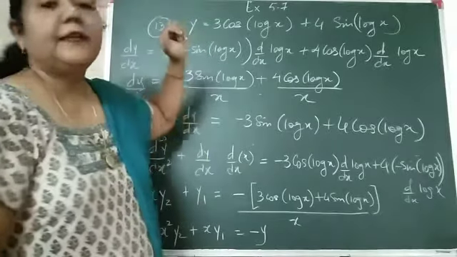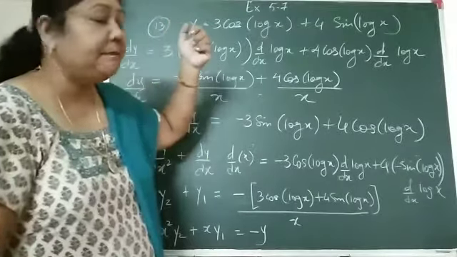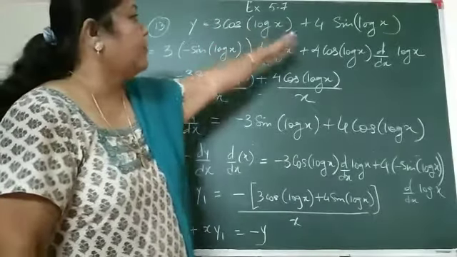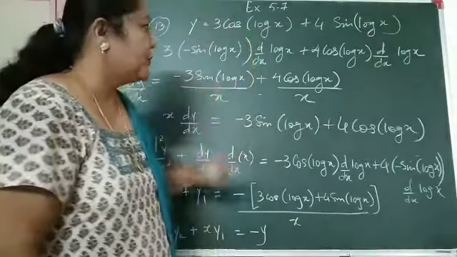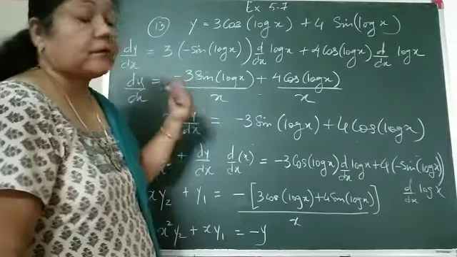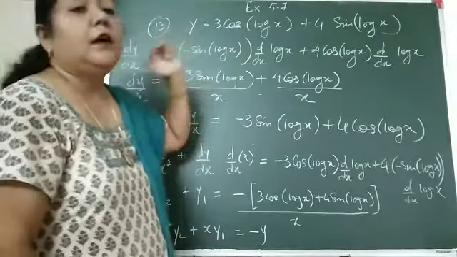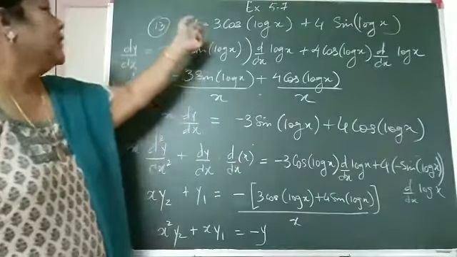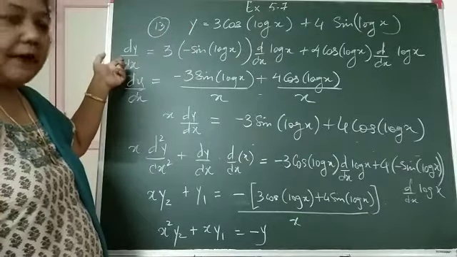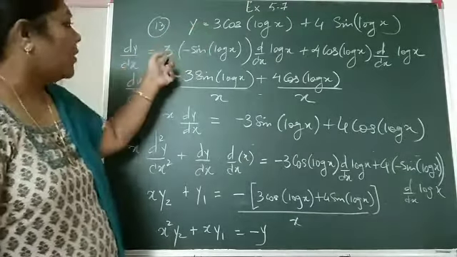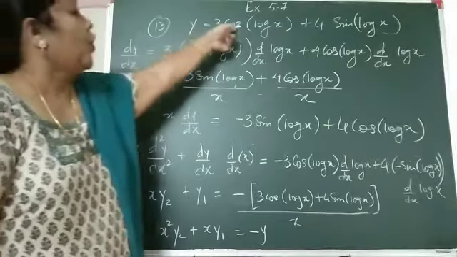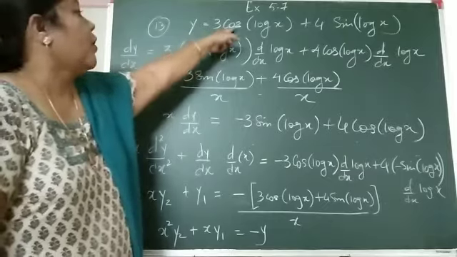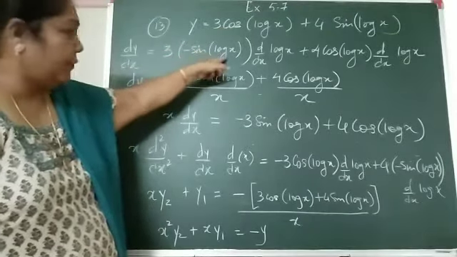Okay children, now let's go to the next question, that is question number 13. I have y is equal to 3 into cos of log x plus 4 into sin of log x. Now I have to differentiate it for the first time. So I start with it, therefore the differentiation of y will become dy by dx. 3 is a constant, so as it is. Cos differentiation will become minus sin. So cos was differentiated to minus sin of log x.